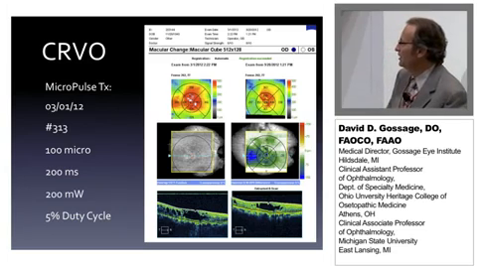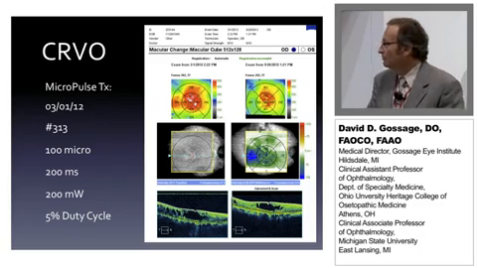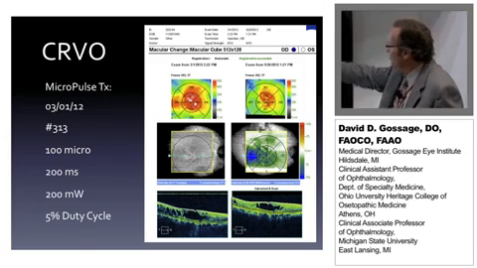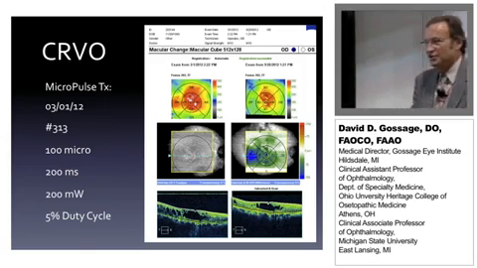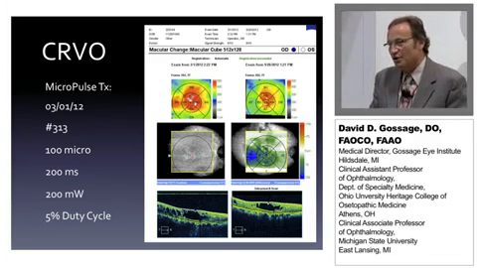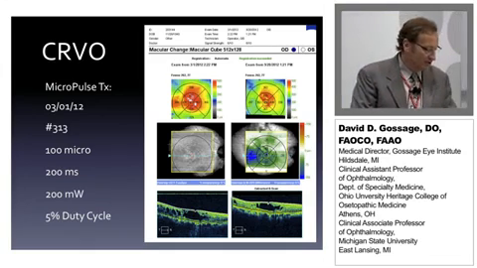And so she had MicroPulse treatment done on March the 1st. She had 313 shots, 100 microns, 200 milliseconds, and 200 milliwatts. And you can see that even 6 months later, a lot of the edema is resolved out. So from that standpoint, even with chronic macular edema, you might be able to get some effect using the MicroPulse technique.